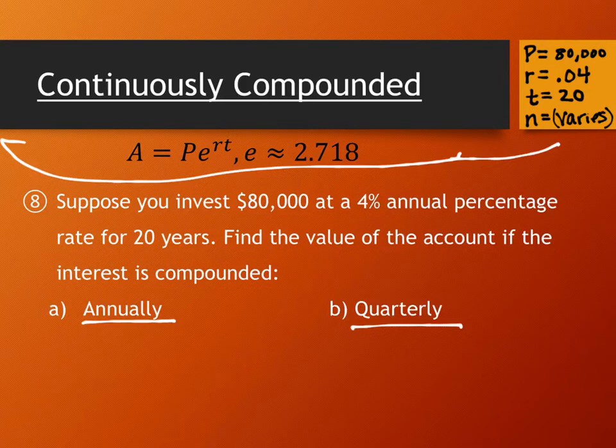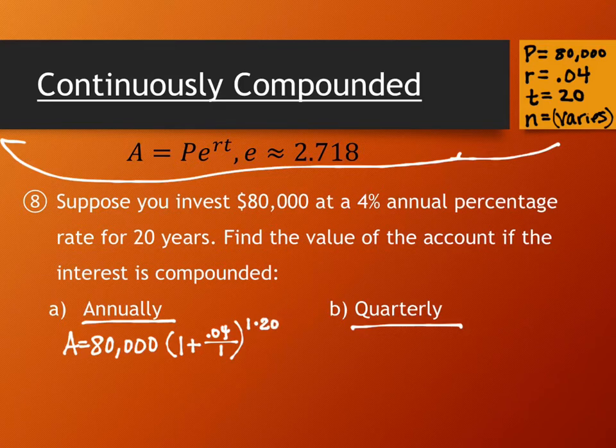So most of the equation is going to stay the same from problem to problem to problem, but the N is going to change. So this is A equals, P is 80,000 times 1 plus R is 0.04. The N in this one is 1, raised to the NT, so it's 1 times 20.